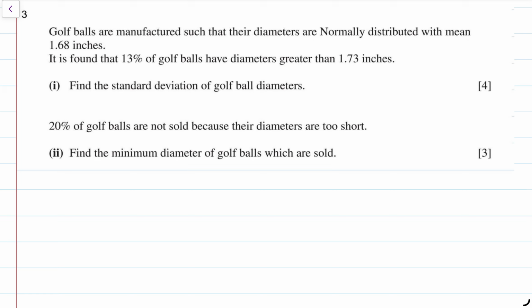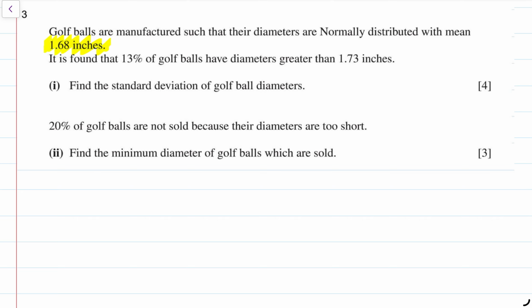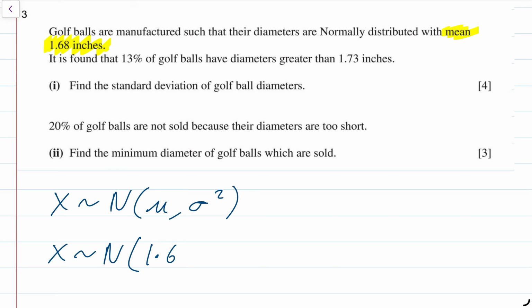Okay, let's write down what we know first of all. The first thing we can see here is it says it has a mean of this. So let's write down X is distributed normal, and normally you'd write mean mu and then sigma squared, where sigma is the standard deviation. So X is distributed normal, and we know mu is 1.68. Sigma, we still have to find.